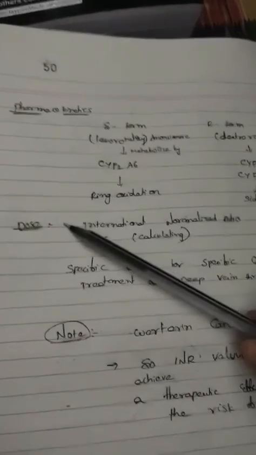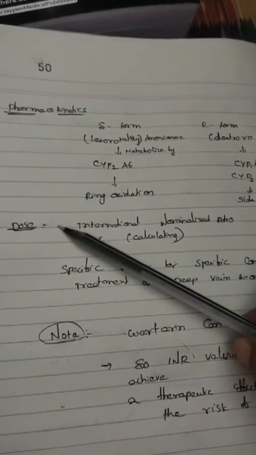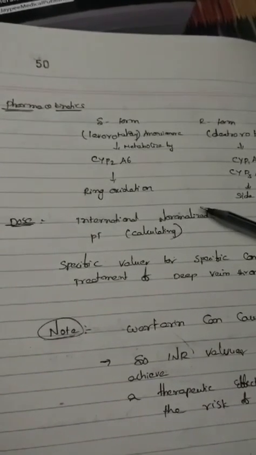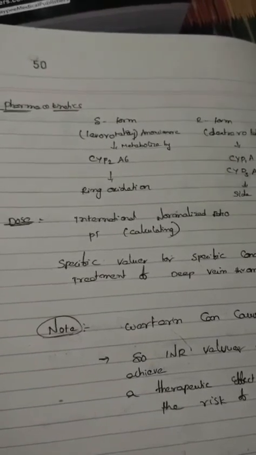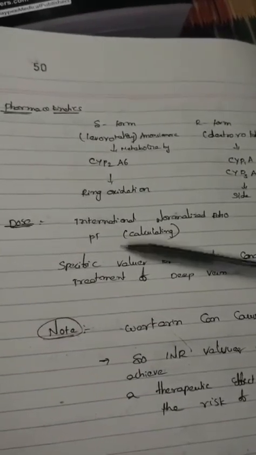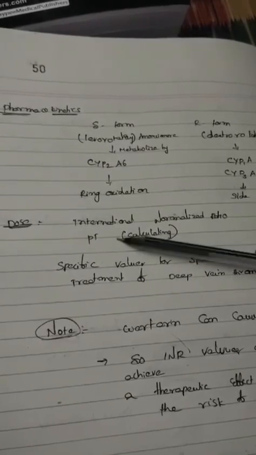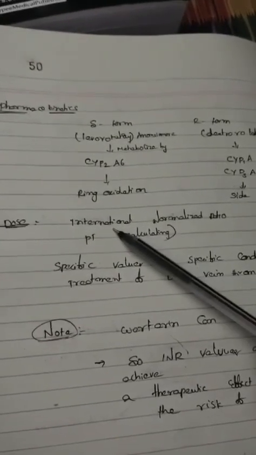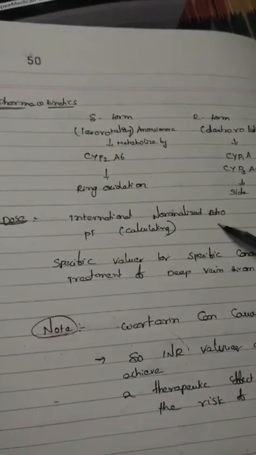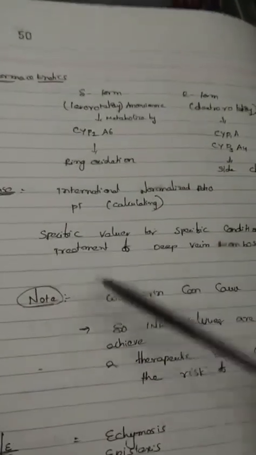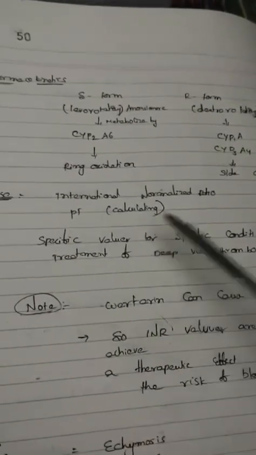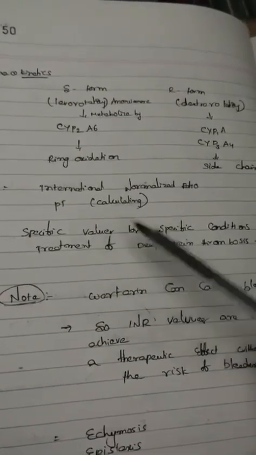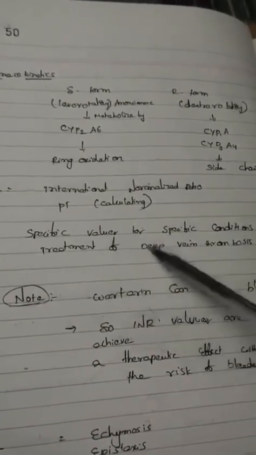Coming to the dose, dose regulation is always mandatory for warfarin. Why? Because warfarin is given to patients in order to reduce or prevent coagulation. So when warfarin is given to a patient, you always have to calculate the prothrombin time and go for the international normalized ratio, that is the INR. Based on this only we have to administer warfarin to the patient, with specific values for specific conditions.